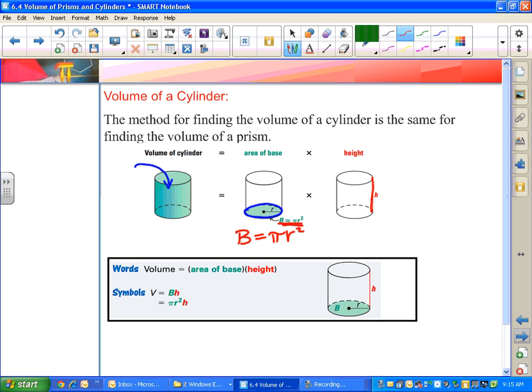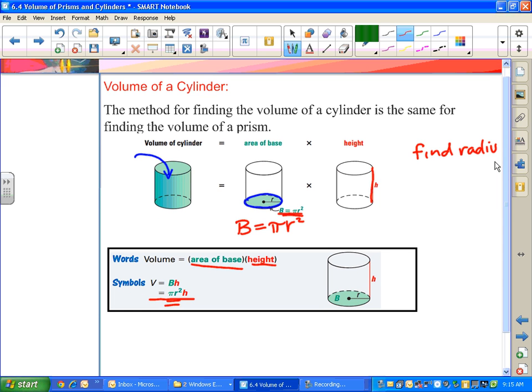So substituting that in for the formula for volume is going to give me the volume is equal to the area of the base times the height, or pi r squared times the height. One thing you want to make sure that you're doing is finding the radius. Remember, sometimes it gives us the diameter, so sometimes you have to divide that by 2 in order to calculate the radius. So just pay attention to that.